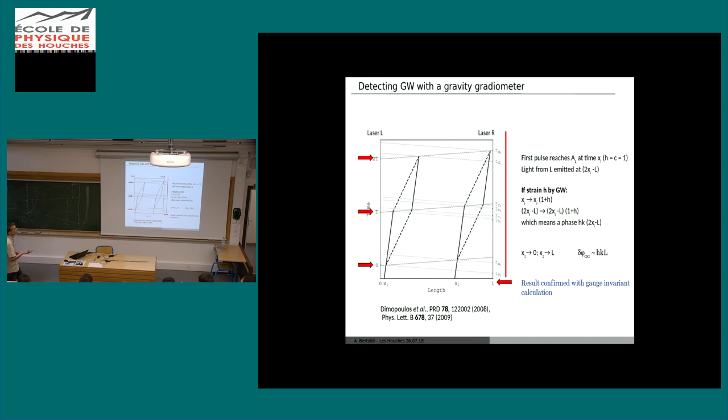Okay. So light is emitted from the left laser at time 2x1 minus L. Now, if there is strain h because of a gravitational wave, we have that x1 goes to x1 multiplied by 1 plus h, and also the other one is multiplied by 1 plus h. This means an extra phase hk(2x1 minus L). It's just simple math there. And so now you bring x1 to 0 and x2 to L, just for simplicity, and you get that the phase should be proportional to the product of h, k, and L. Okay?